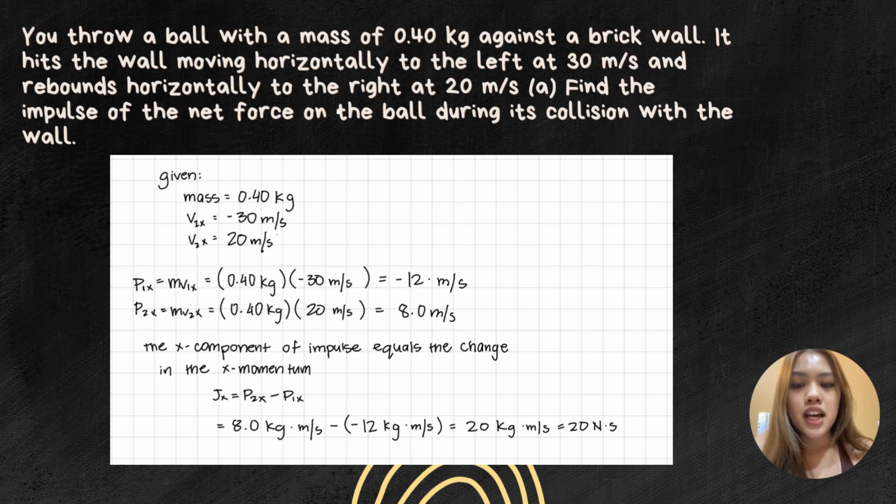And then we will compute the impulse through the impulse momentum theorem, which is J equals P2x minus P1x. And then we will just substitute all the components, and it will result in 20 newtons times seconds.